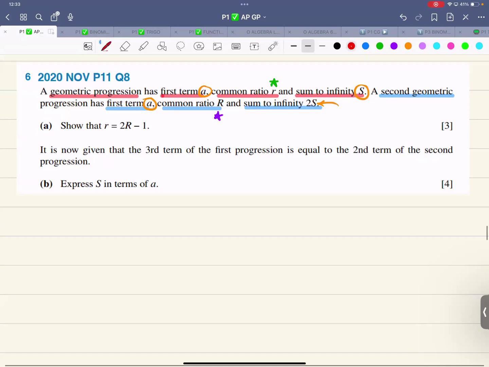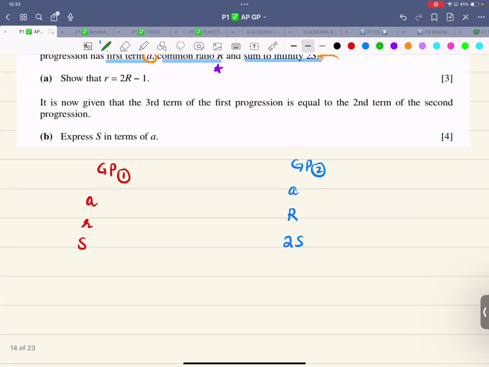So now, first of all, I'll write GP1. First term is A, common ratio is small r, sum to infinity is capital S. Then there is GP2. First term is A, common ratio is capital R, sum to infinity is 2S. I'll do the first part first: show that r is this. Sum to infinity is A over 1 minus r. Sum to infinity is 2S, that is A over 1 minus capital R.